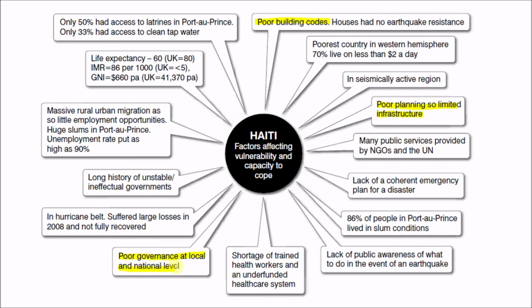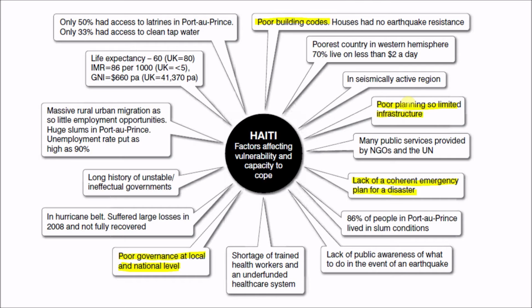So local and national governments were not overseeing the preparation of earthquake plans. We can see here it mentions a lack of a coherent emergency plan. So that wasn't happening, and it also meant that those important standards that we would expect to see in earthquake-prone regions weren't being adhered to.